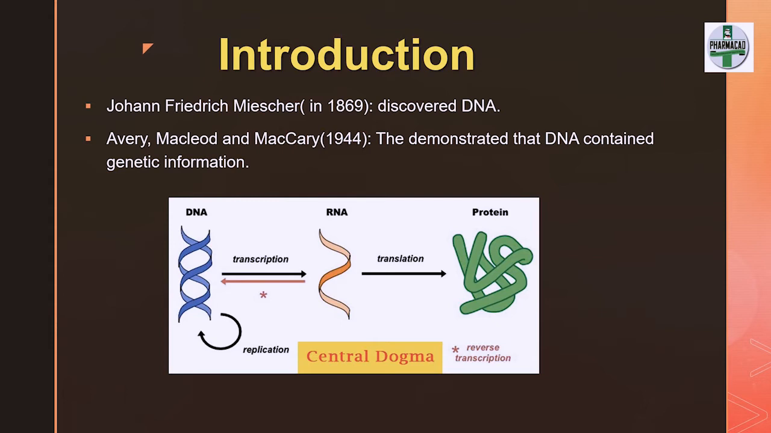Here in this diagram we are having DNA which undergoes transcription to form RNA. RNA further undergoes translation to form proteins. This is called as the central dogma of life.